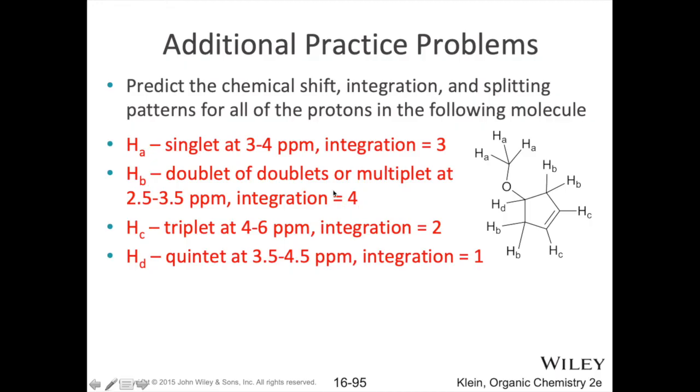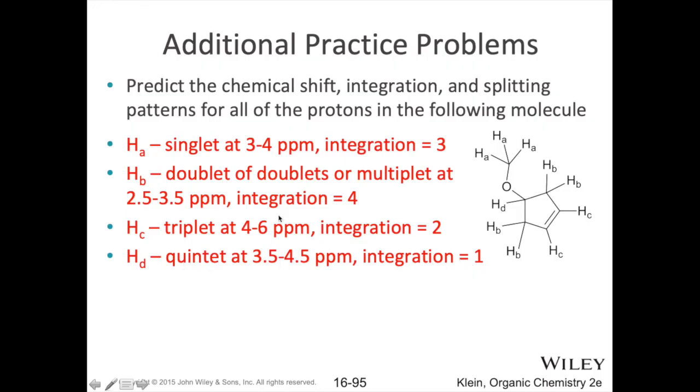Now, while hydrogen C splits hydrogen B into doublets, so does hydrogen D. So that's why you see a doublet of doublets there. Depending on what the coupling constants are, it might be a multiplet, but you'll probably see a doublet of doublets. And then finally, we've got hydrogen D. Hydrogen D is close to all 4 of hydrogen B, and that's why it gets split into a quintet, with an integral of 1.